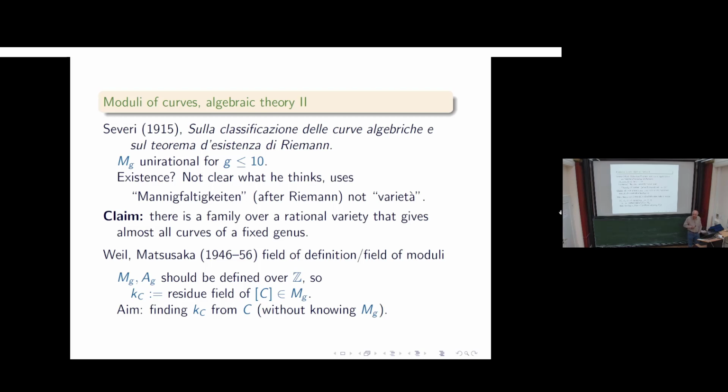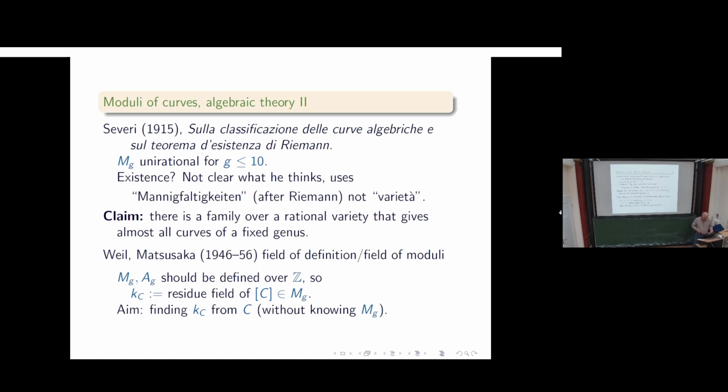not. So it's interesting that he calls this not a variety, but a Mannigfaltigkeit. Now, because Riemann used the word Mannigfaltigkeit, it's possible that he just followed Riemann because that was popular. But we might ask, how do you prove that something that doesn't exist is unirational? But that's actually not hard.